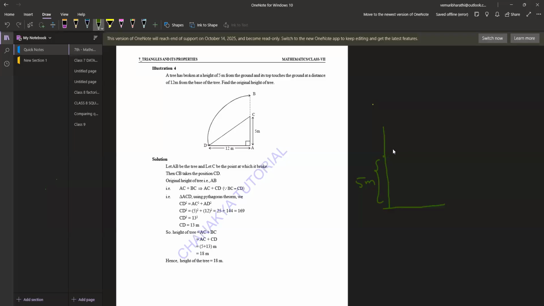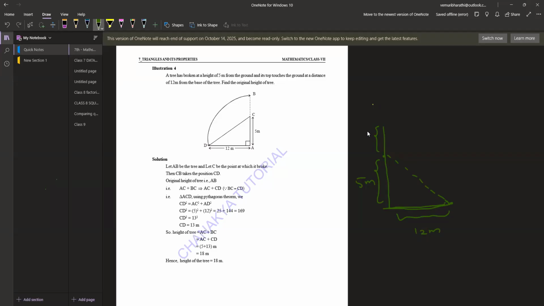Broken means what happens, children? Whatever the upper region is will fall to this side. It is broken at 5 meters from the ground, and the top touches the ground at a distance of 12 meters. That means this length is 12 meters. Now you should calculate the height of the tree.